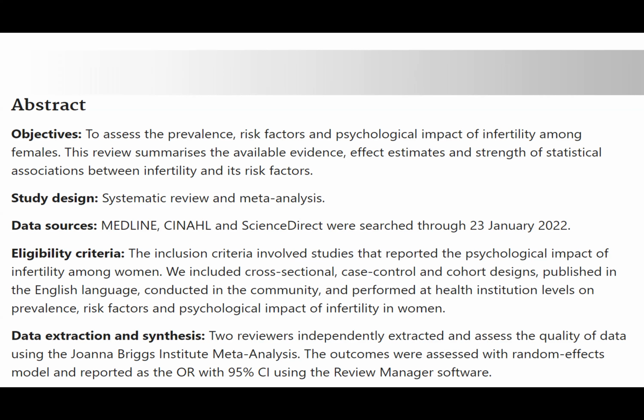In this systematic review and meta-analysis, the eligibility criteria: the inclusion criteria involved studies that reported the physiological impact of infertility among women. We included cross-sectional, case-control, and cohort designs published in the English language, conducted in the community and performed at health institution level, on the prevalence, risk factors, and physiological impact of infertility in women.